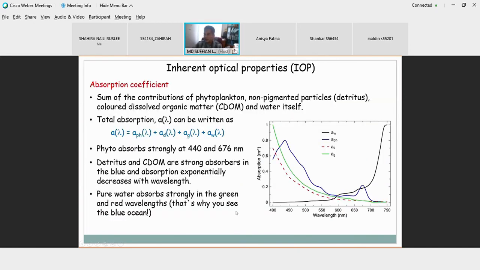Apa dah? Dia 2 jam, 4 hingga 6. Doktor 2 jam. So ada apa-apa soalan tak?